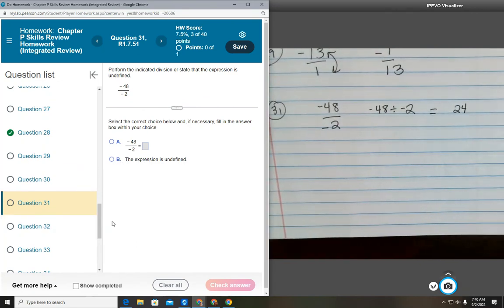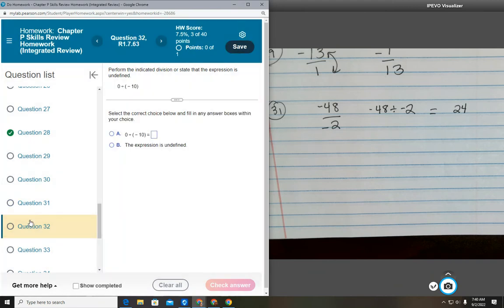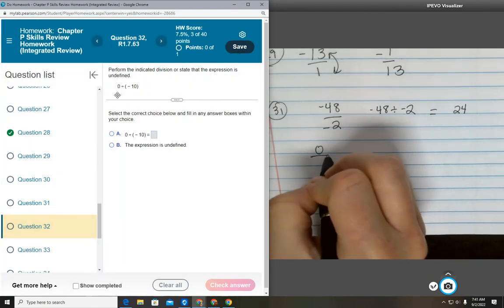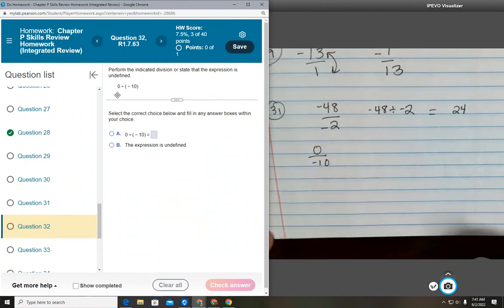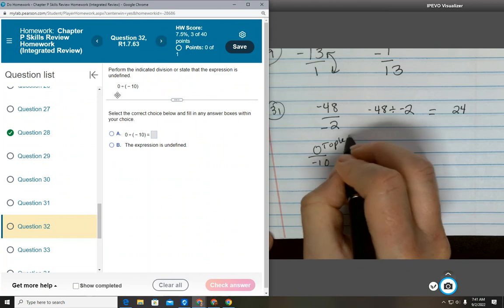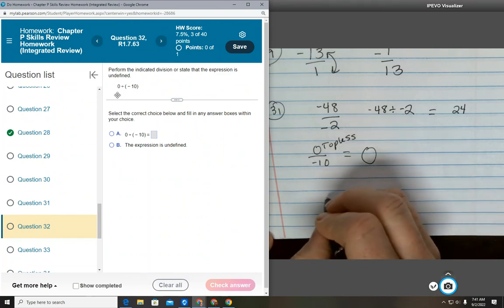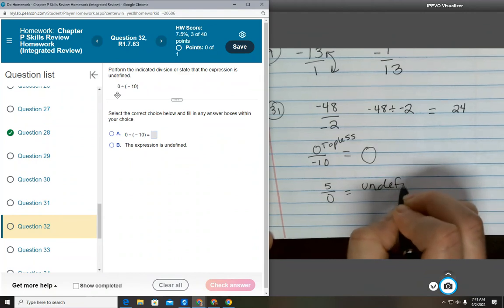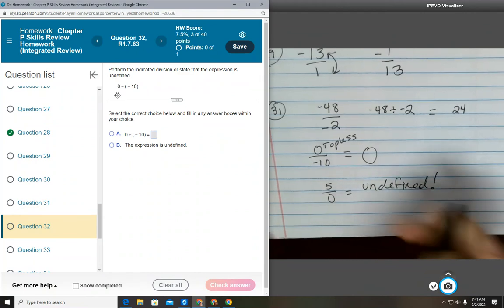The only time it's undefined is if you divide by 0. You cannot divide by 0. You can do 0 divided by a negative 10. That's going to give you 0. So topless is okay, but bottomless is not okay. So let's say it's 5 over 0. This is undefined. You cannot do that. It's not okay.